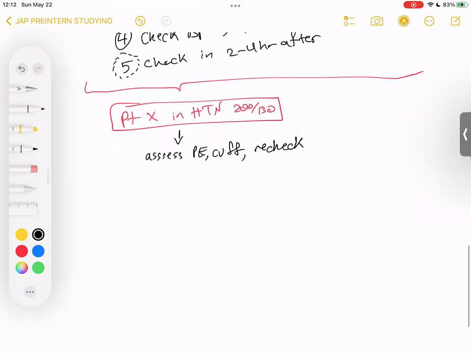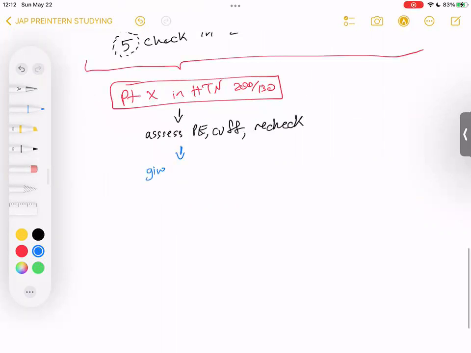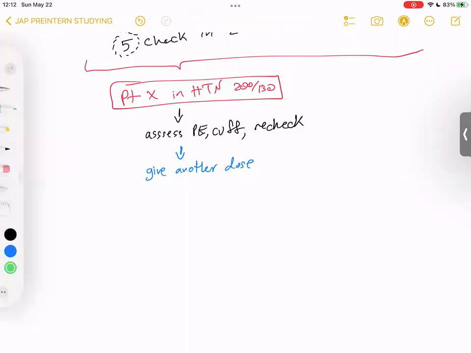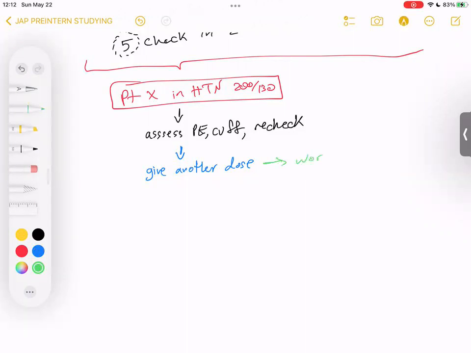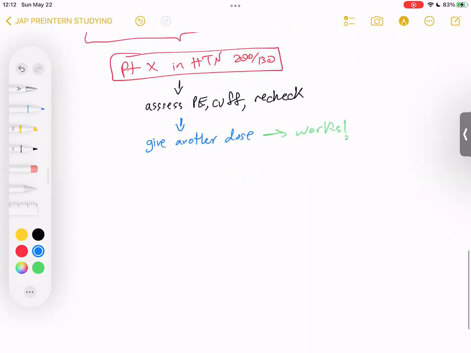Then what you can do is give another dose of whatever you gave, of your agent of choice. My recommendation is not to mix. Like if you gave labetalol, stick to labetalol. If you gave hydralazine, stick to hydralazine. If you gave 5, give another 5. If you gave 10, give another 10, or give 5. And then, at this point, it might just work. Then you're done.